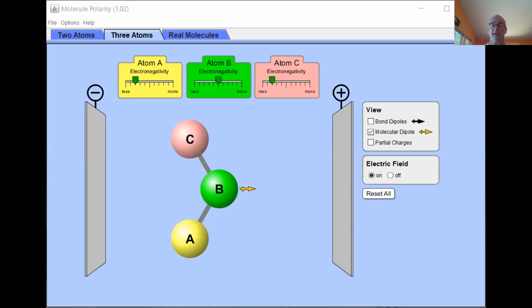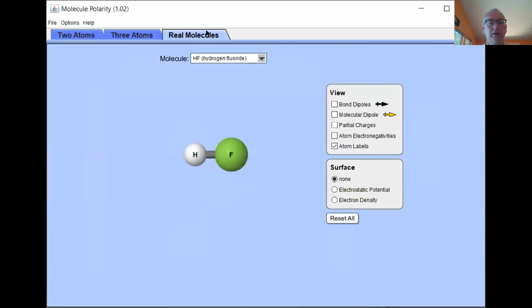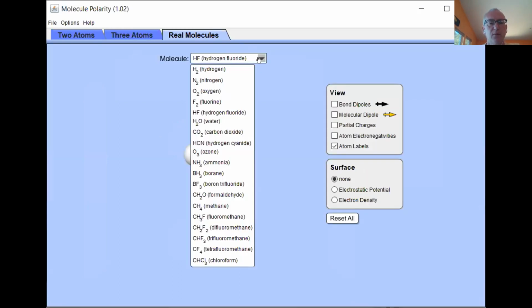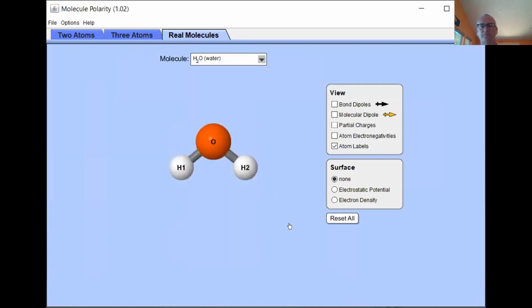Any other questions before we go look at some actual molecules? There's a bunch of them. There's a couple of important ones to consider. Just look at some real molecules. So let's look at water. Where's water? It's got to be in here. So here it is. So there's water.